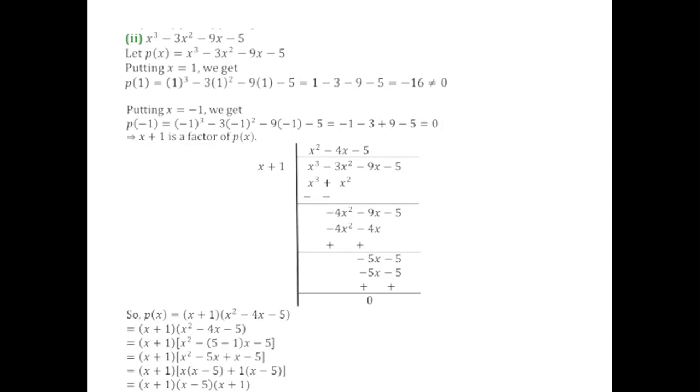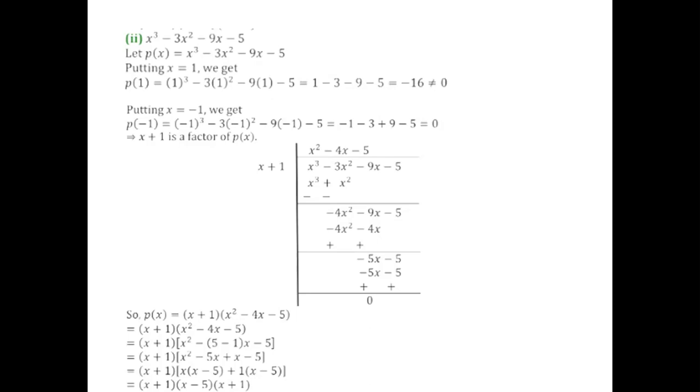So x plus 1 is used to divide x cubed minus 3x squared minus 9x minus 5. You can proceed with the long division method as done over here, and at the end you get the remainder as 0 and the quotient as x squared minus 4x minus 5. What is the last step? The last step is to do the middle term splitting of the quotient, which is x squared minus 4x minus 5. When you do the middle term splitting, the answer that you'll be getting is x minus 5 and x plus 1.